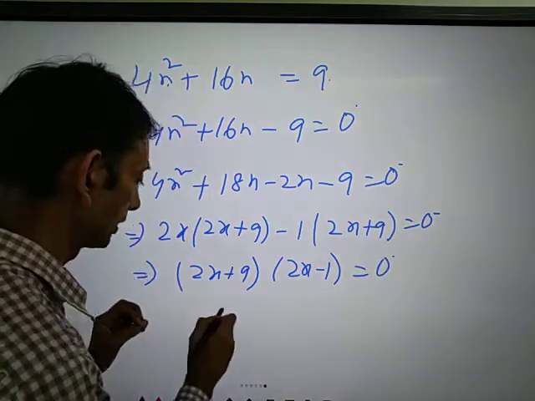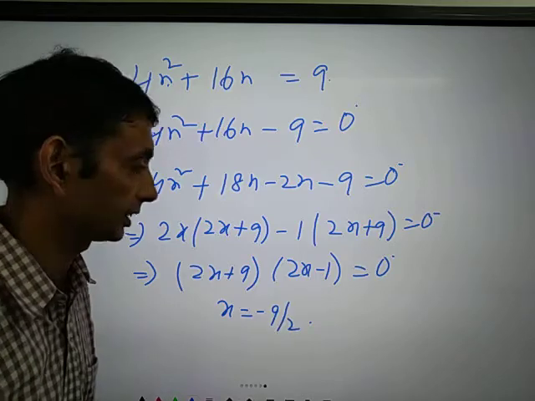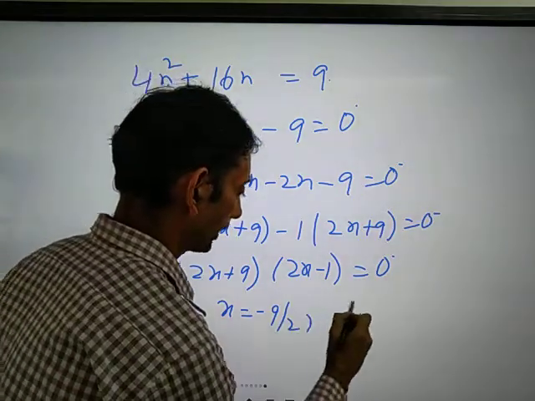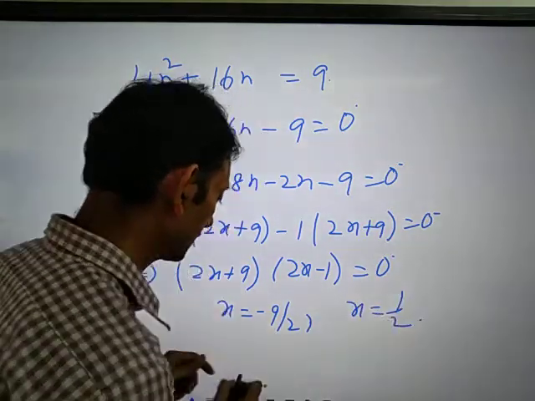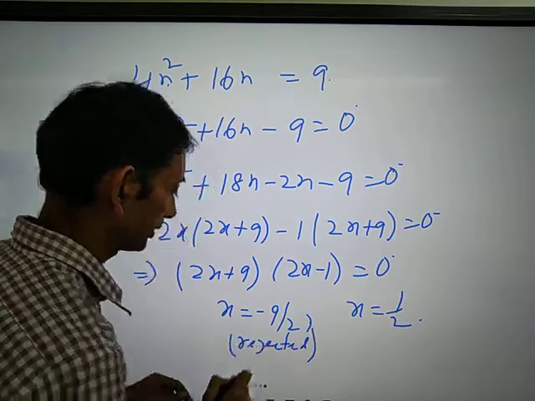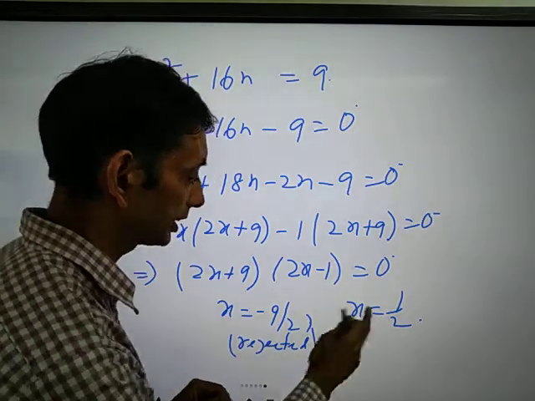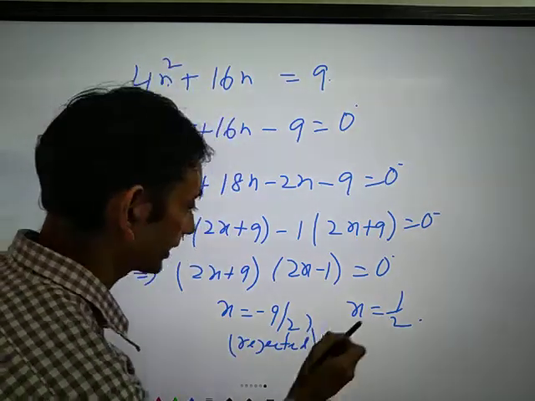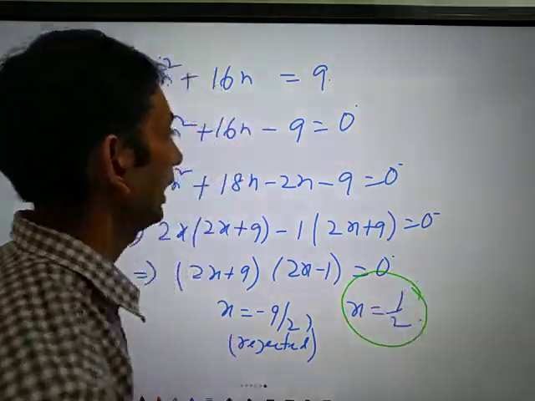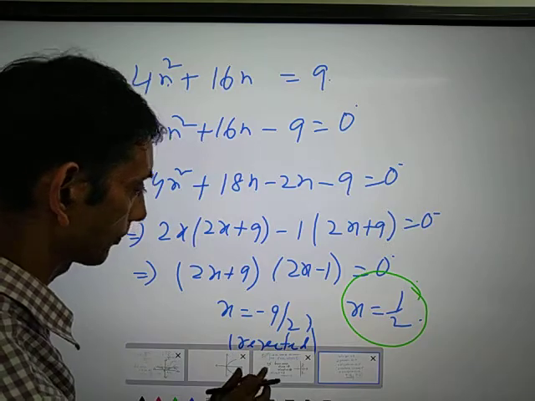So this gives us x equal to minus 9 by 2, right? x is equal to minus 9 by 2 and x is equal to half. So we'll reject this value. We'll reject this value, x is equal to minus 9 by 2. And then we just accept this value, that is x is equal to half, right? x is equal to half. Okay, let's move to that page.